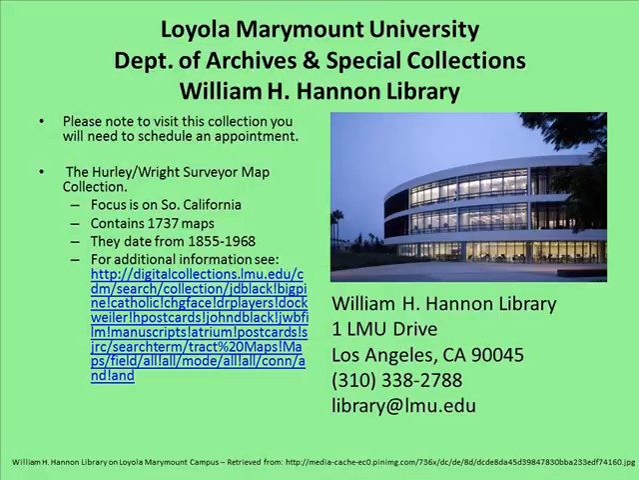The Department of Archives and Special Collections at the William H. Hannon Library on the Loyola Marymount University campus holds a very interesting collection, the Hurley Wright Surveyor Map Collection. It focuses on Southern California, contains 1,737 maps dating from 1855 to 1968. You will, however, need to call ahead to make an appointment to see the maps.